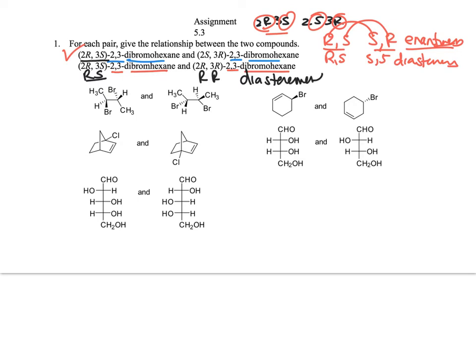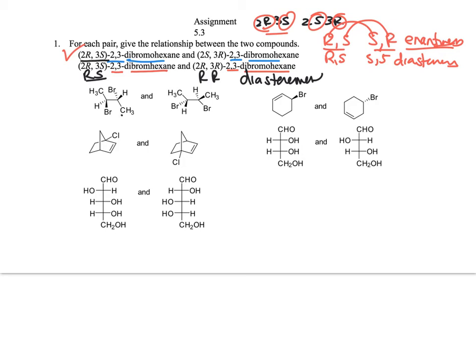And remember, diastereomers can be separated by recrystallization. Boiling points are different, so they have different physical properties, but enantiomers cannot. They essentially have the same properties, except that they rotate light differently. Okay, so the best way to do these, I think, is to assign R and S.